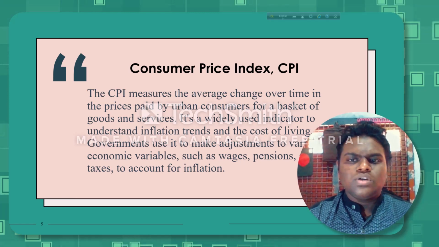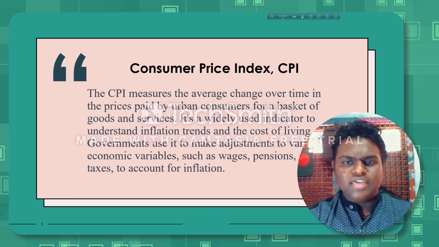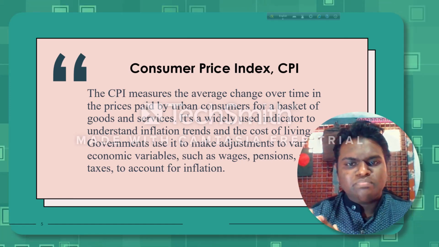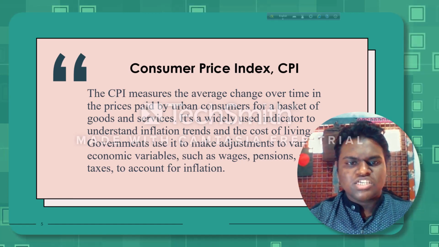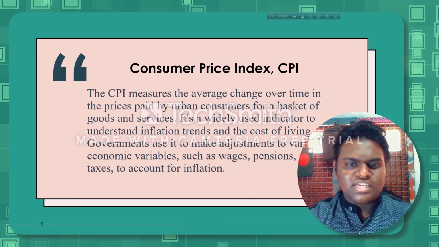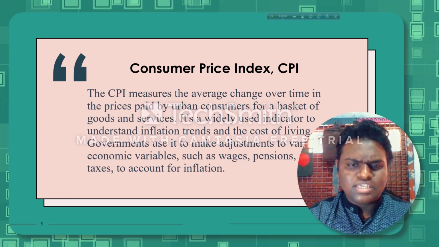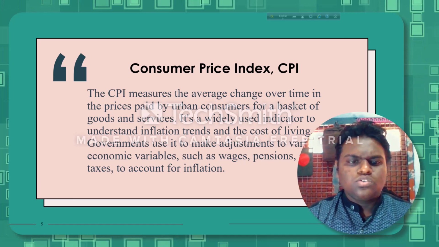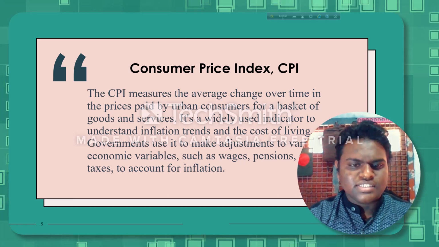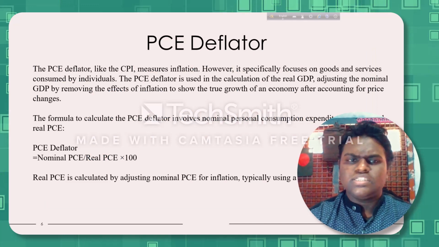Then the consumer price index, also called the CPI. The CPI measures the average changes over time in the prices paid by urban consumers for a basket of goods and services. It's a widely used indicator to understand inflation trends and the cost of living. Governments use the CPI to make adjustments to various economic variables such as wages, pensions, and taxes, and to account for inflation. The last one is the PCE deflator.